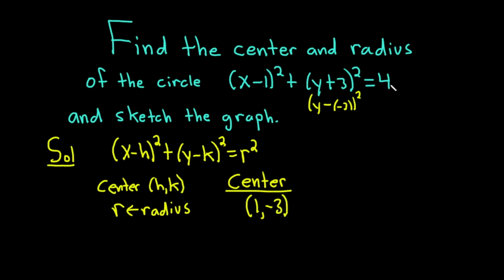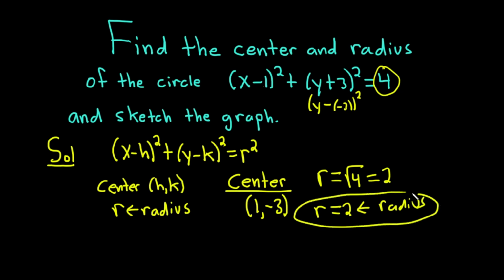R squared is equal to 4. So to find the radius, you would just take the square root of this number. So r is equal to the square root of 4, which is 2. R is equal to 2. That's our radius. So this is the radius of the circle. We have our radius and we have our center. That's the first part of the question. The second part is to sketch the graph. So let's go ahead and do that.